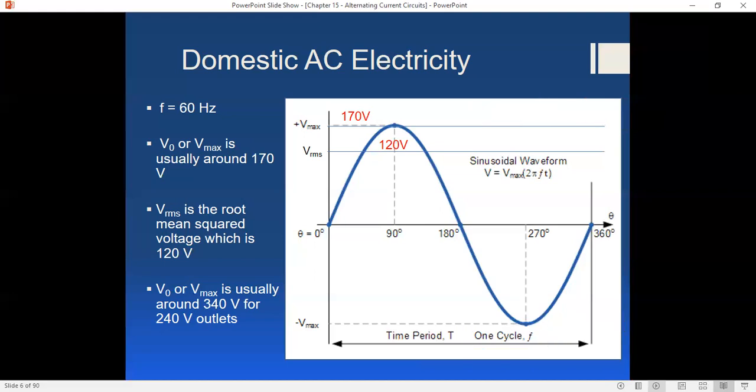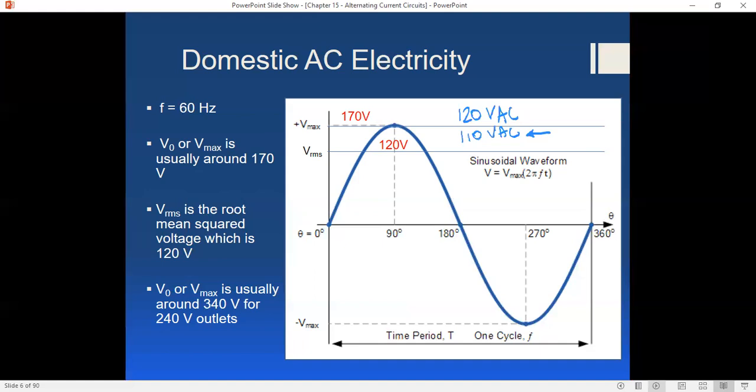Now, why do we call it 120 VAC? 120 volts alternating current. Sometimes you'll see it written as 110 VAC. It can vary somewhat. Originally, the voltage was set at a slightly lower voltage. Now we boosted it up to 120 volts as a standard. But most appliances can operate safely between 110 and 120 volts.